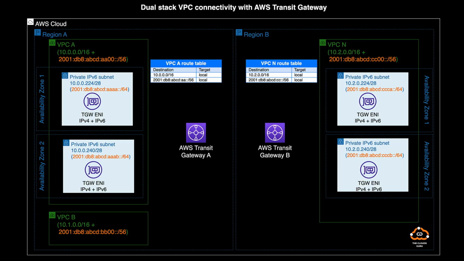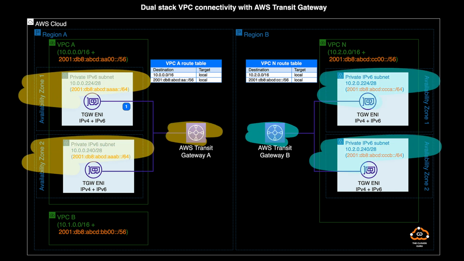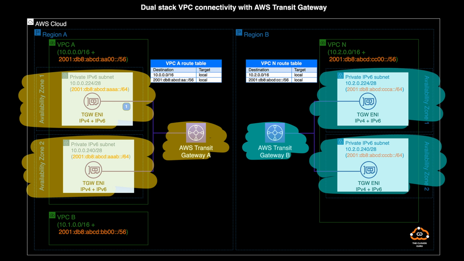I hope you have learned how to enable internet connectivity using NLB from our previous scenario. At this moment, I am going to give you approaches to building global dual-stack VPC connectivity with AWS Transit Gateway. When you attach a VPC to an AWS Transit Gateway, you must specify one subnet from each availability zone to be used by the Transit Gateway to route traffic.